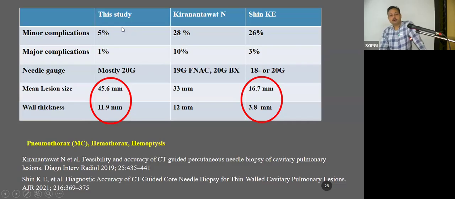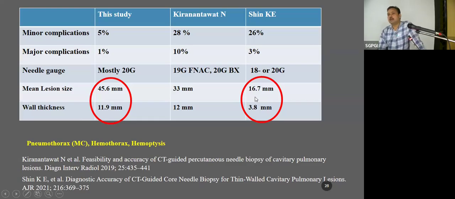Now, comparing our complications with the literature, our complications were much less than what has been reported. Mostly these complications are minor. Major complications are mostly chest tube insertion due to pneumothorax, seen in the series of Kiran Antawat in 10% and by Shinkei in 3%. One reason for their higher complication rate could be that they had a smaller lesion size. Our mean lesion size was 45 mm and theirs was smaller.